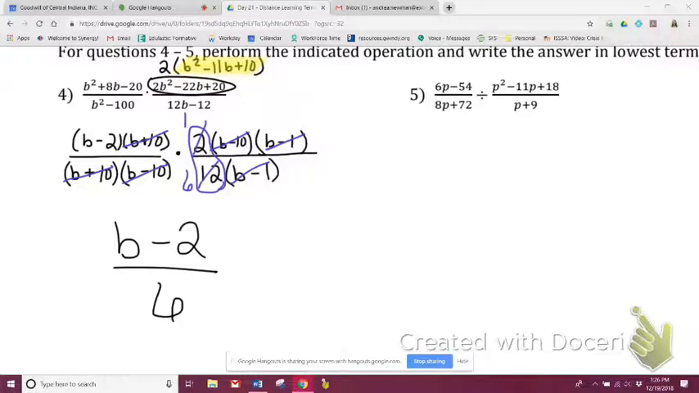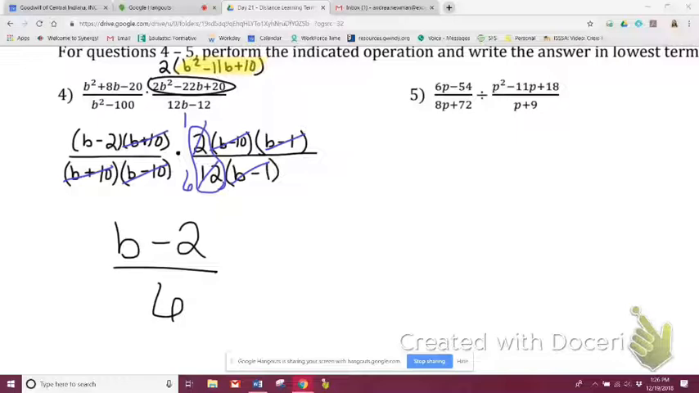So final answer for this one, b minus 2 over 6. So for that first one, you had to cancel out both the denominators? We canceled them both out, yeah. So anytime you have something in the numerator and the denominator, you can cancel it. So these b plus 10s canceled, the b minus 10s canceled over here.